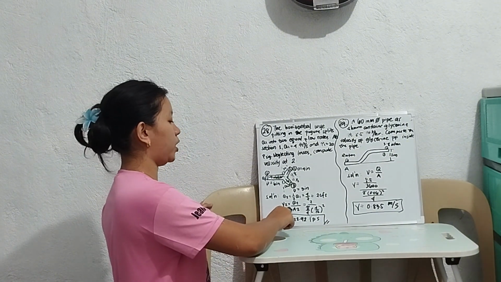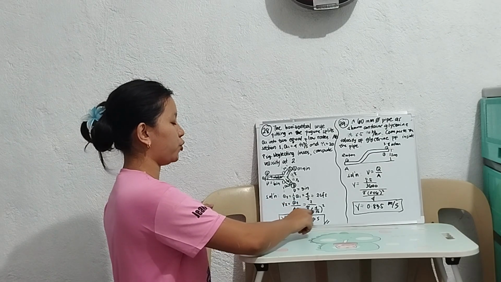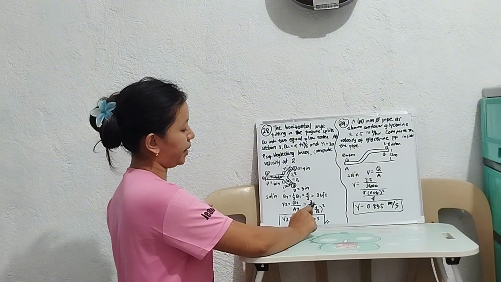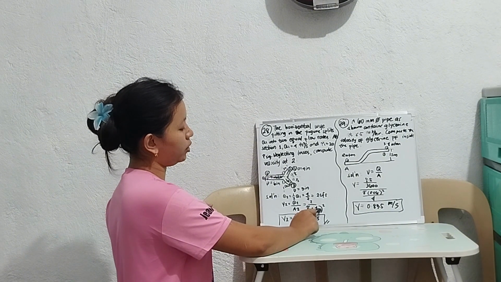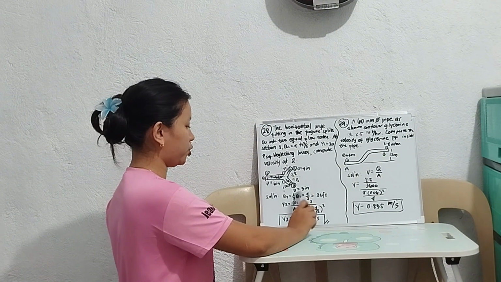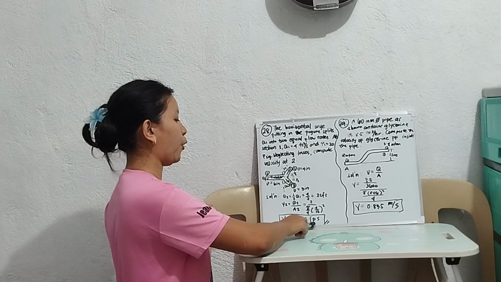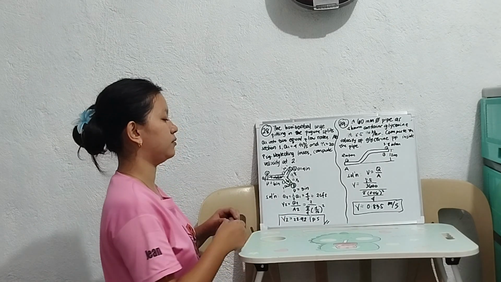So, V2 equals Q2 over A2. We have Q2 here, 2 cubic feet per second, over the area, pi over 4 times (4 over 12) squared. So the answer will be V2 is equal to 22.92 feet per second.